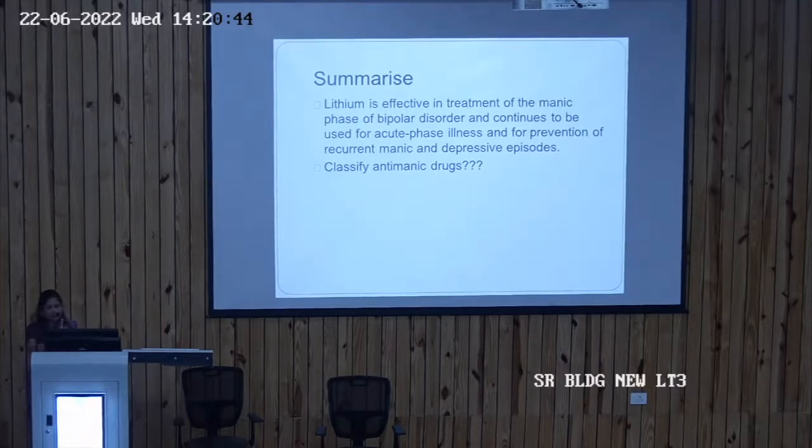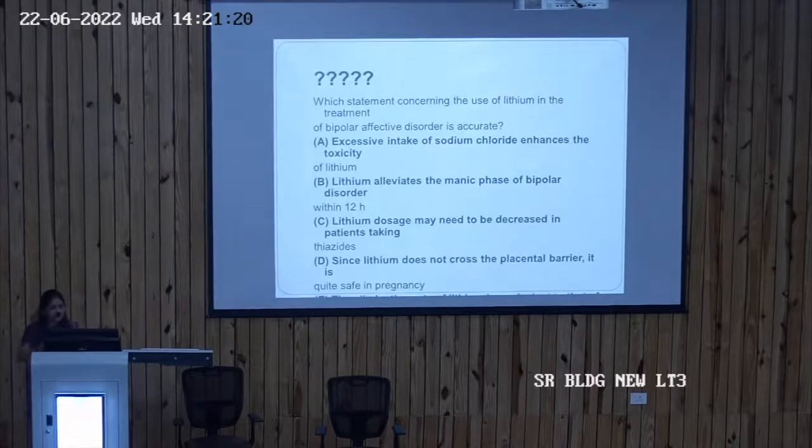Roll number 62, if we see this objective: classify anti-manic drugs. What are the anti-manic drugs? Valproate, carbamazepine and atypical antipsychotics. So remember, these are the anti-manic drugs. Now you can do your self-directed study on this topic. We have some MCQs, and Dr. Ruchi will take these MCQs after you complete your self-directed learning.